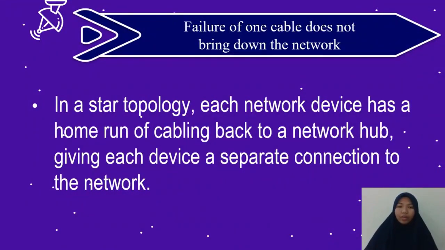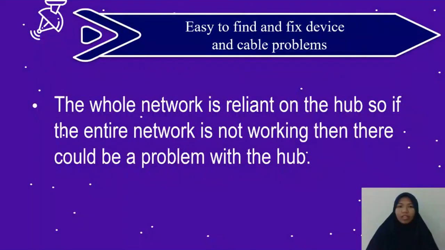Next, one of the top advantages of the star topology is that the failure of one cable does not bring down the network. In a star topology, each network device has a home run of cabling back to a network hub, giving each device a separate connection to the network. By using a star topology network, it is easy to find and fix device and cable problems. Why? This is because the whole network is reliant on the hub, so if the entire network is not working, then there could be a problem with the hub.